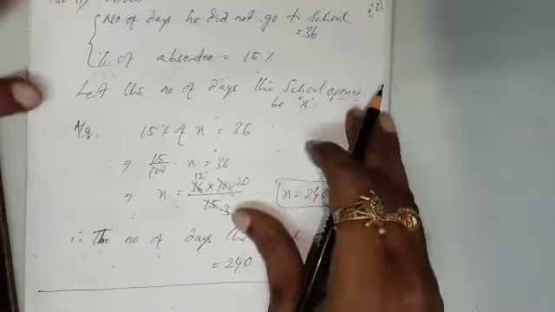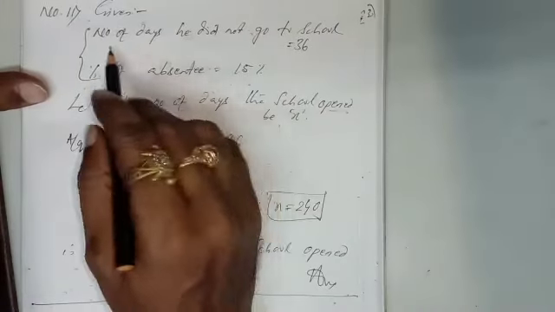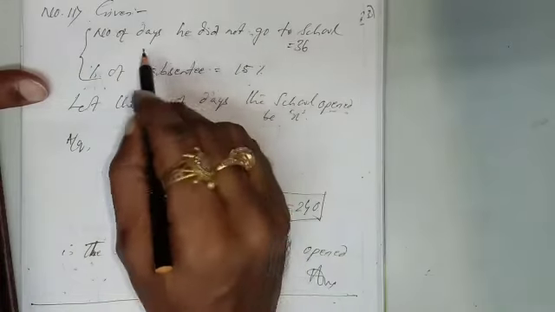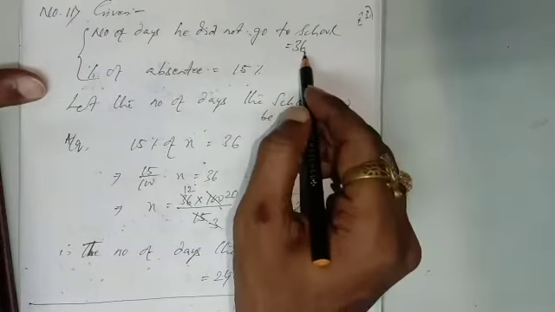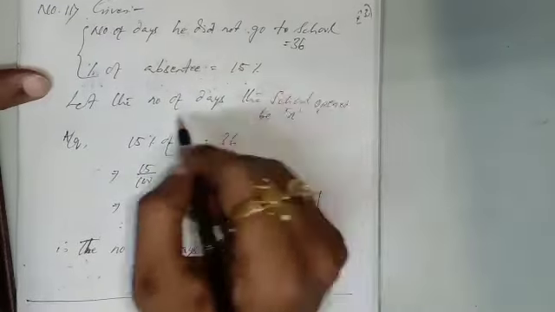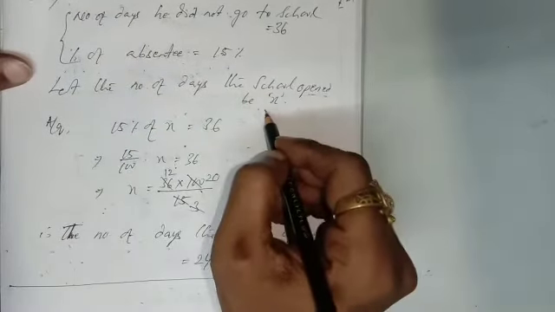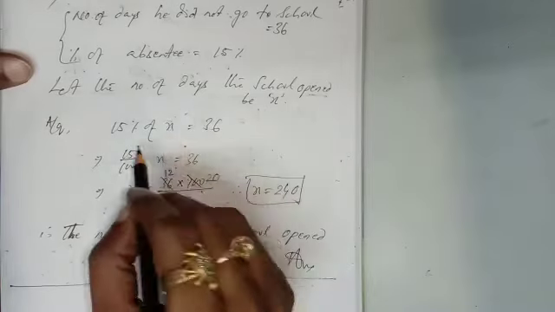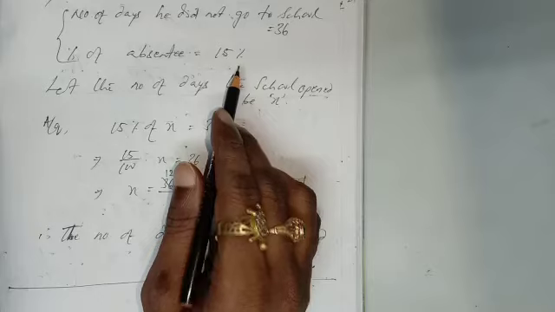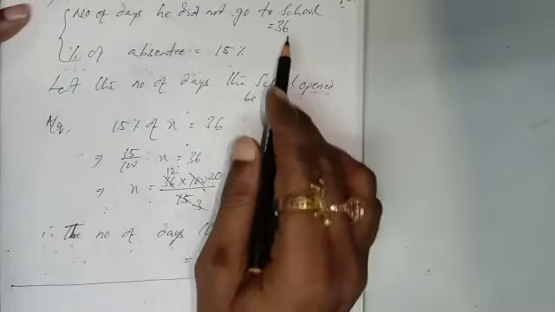Next question, this is the last question today. Number 11. The number of days he did not go to school is 36. The percentage of absentees, 15%, is given. So let the number of days the school was open be x. According to the question, 15% of x is equal to 36, because the absent percent is 15%, and he was absent, did not go to school, 36 days.